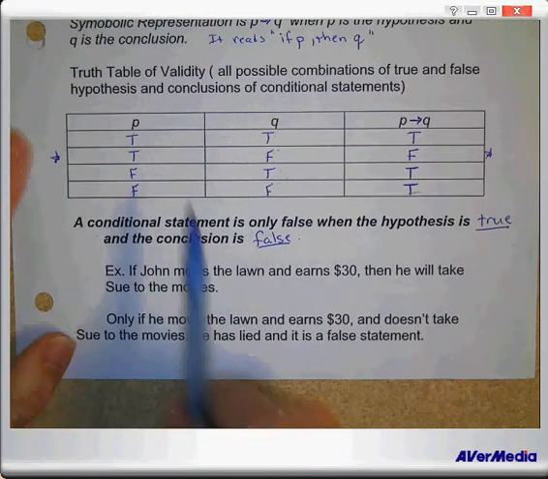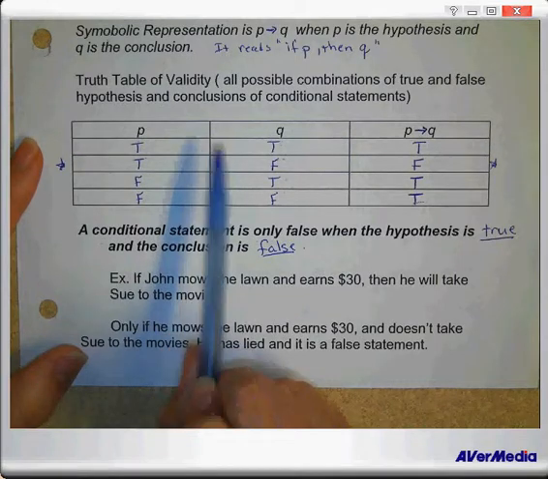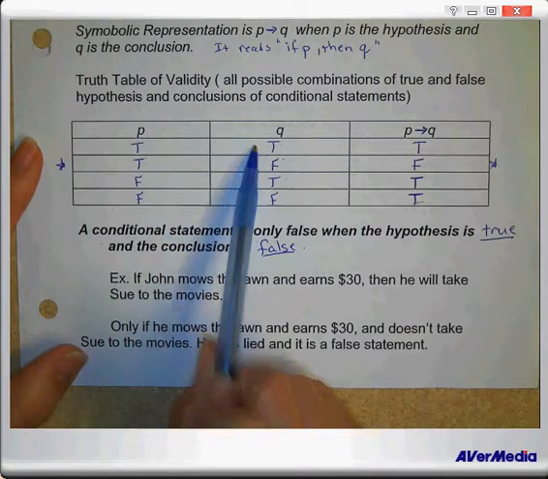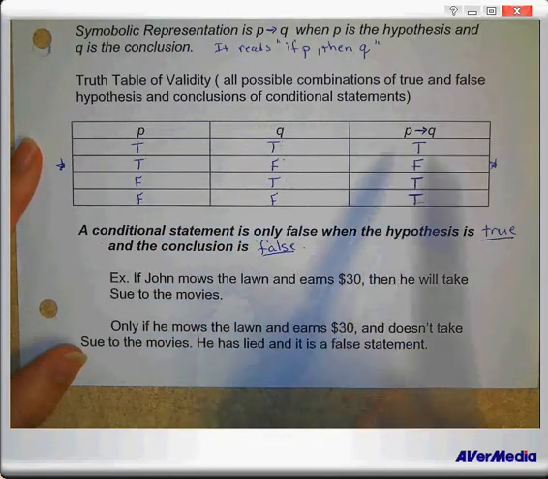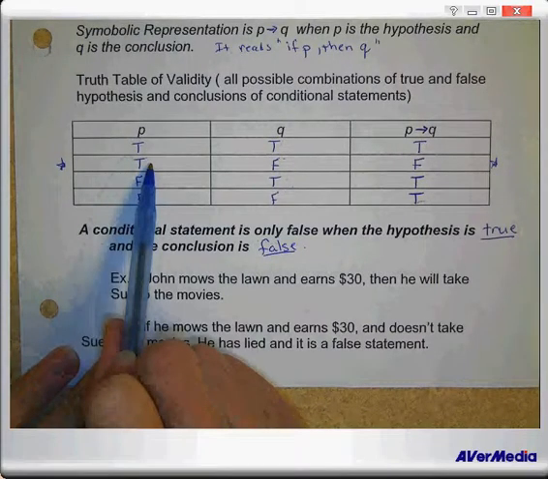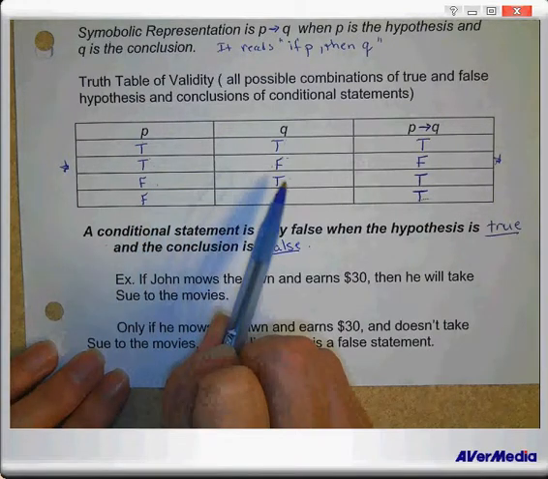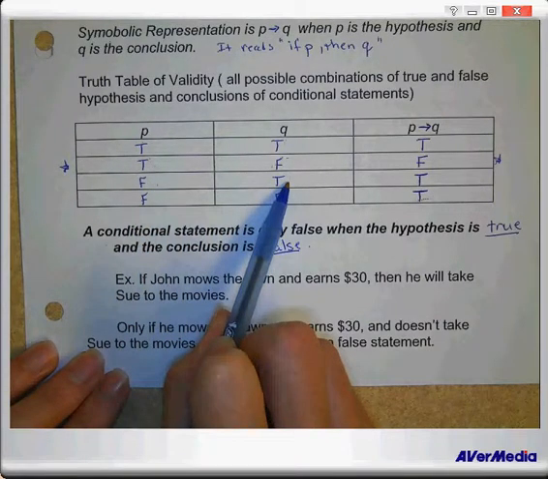It was still true. What happens if he didn't mow the lawn and earn the $30, but he still took her to the movies? So the conclusion was still true. Well, he didn't lie to her. He still held his promise. It was still true. Look at the last example here. He didn't mow the lawn and earn the $30, and he didn't take her to the movies. Well, he still didn't lie to her. Those scenarios didn't happen, so it's still a true statement.